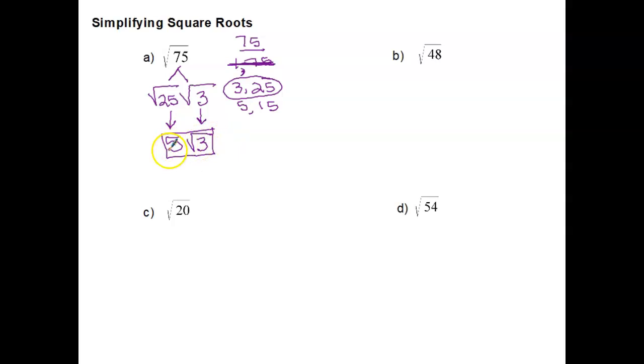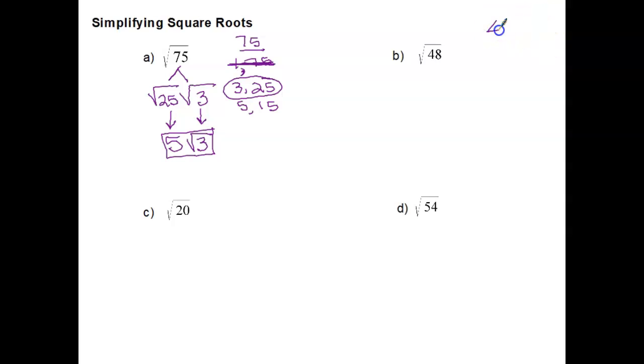Notice I don't multiply these two numbers together. I can't, because this number isn't really 3, it's the square root of 3. It's representing a different number, kind of like x represents a different number. The square root of 3 is not 3, it's 1 point something. So I can't take 5 times 3 and get the square root of 15 or the number 15. I just leave my answer just like this.